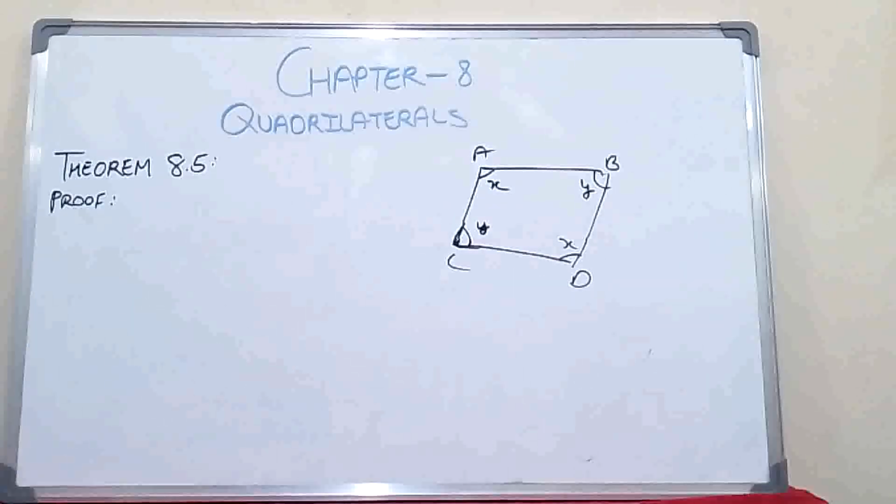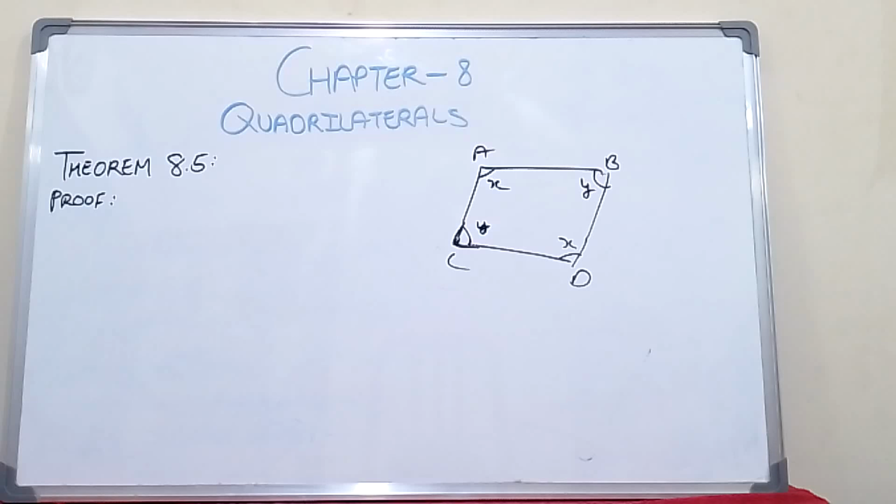So let's see theorem 8.5. Theorem 8.5 states that if the opposite angles of a quadrilateral are equal, then it's a parallelogram. Here I have designated the opposite angles with a variable. So angle A is equal to angle D, and I have designated it as x, and angle C is equal to angle B, and I have written it as angle y.